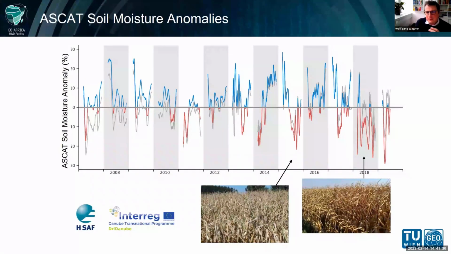Now this time series here is taken from an example from Austria, an area where I grew up. That is typically very wet. But 2015 and 2018 were exceptional years, extremely dry for Austria, and we had big impacts on the later crops like maize.